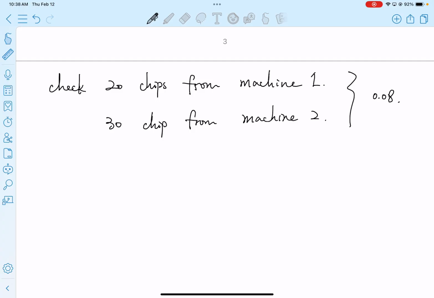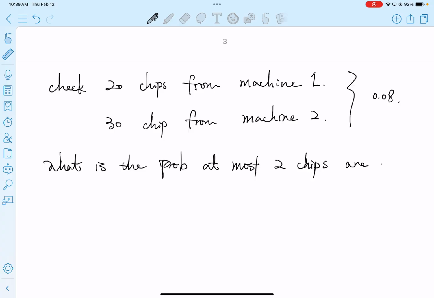Machine 1 and 2 only produce these number of chips, right? No, we are picking 20 of them to check. We're picking 30 of them to check. Each of the chips will have a probability, like a coin flip landing on heads, 0.08. In this context, defective 0.08. We check 20 chips from machine 1, 30 chips from machine 2. What is the probability that at most 2 chips are defective out of those 50, the 50 chips that we check?